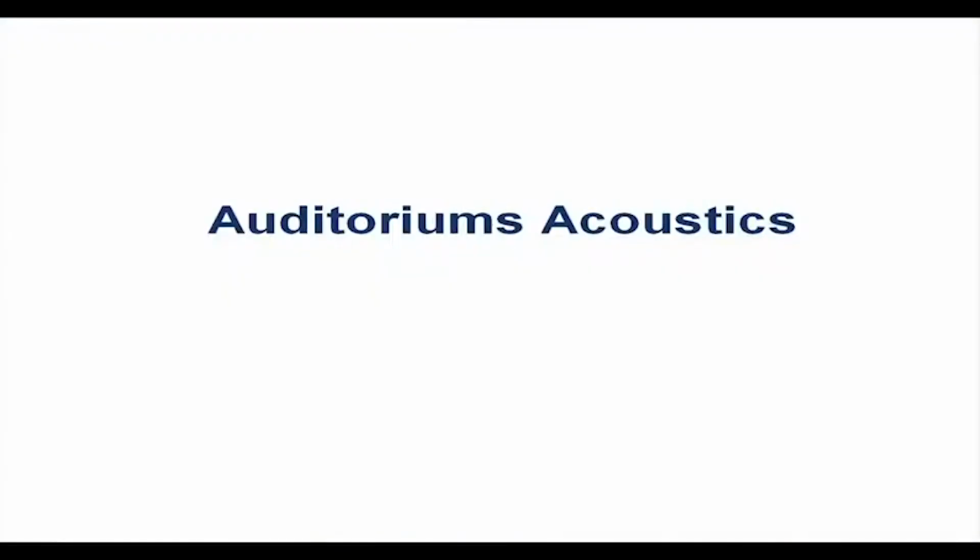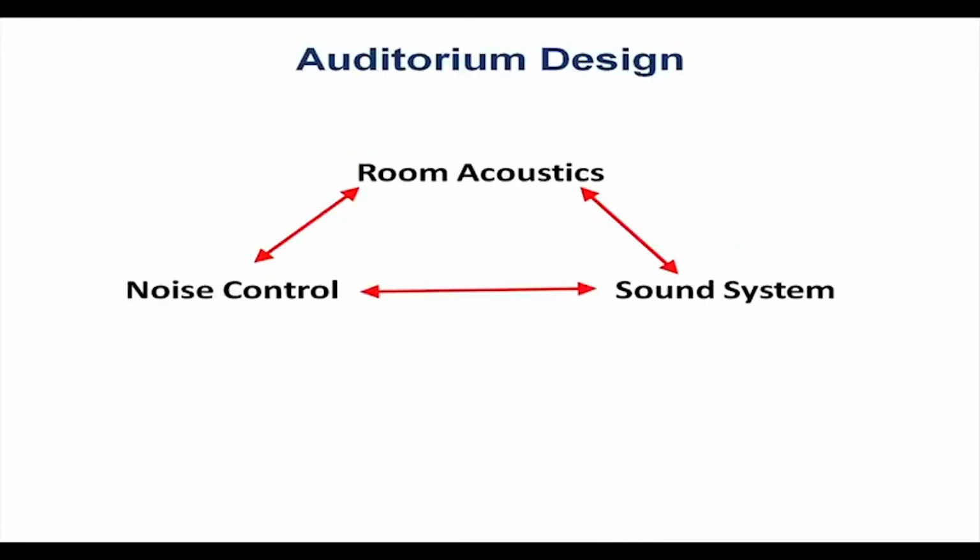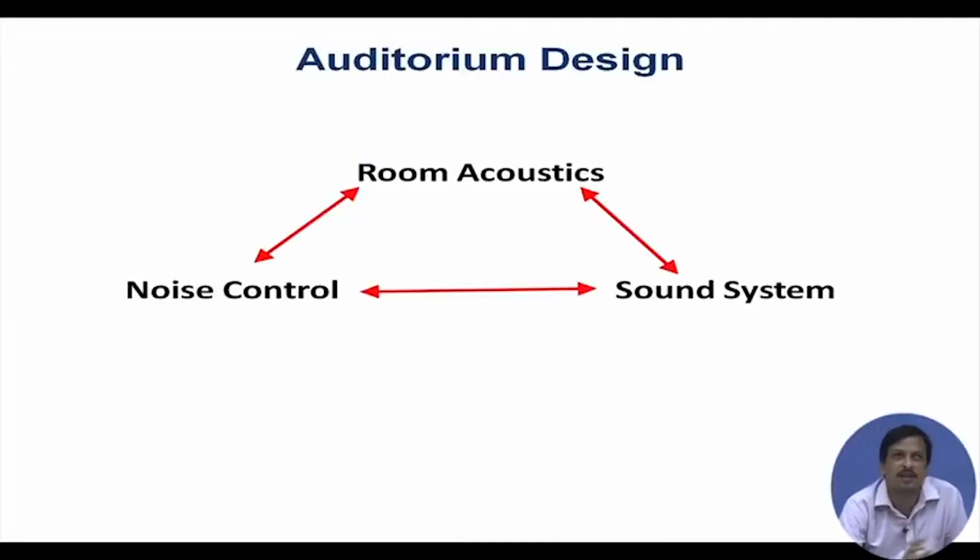Let us take the auditorium; it is called auditorium acoustics. So, auditorium design has three parts. One is the room acoustics: how do you treat the acoustics inside the auditorium. Then the sound system: what kind of sound system I should use in the auditorium so that, ultimately, every seat of that auditorium receives an equal amount of sound. That is my ultimate objective. Okay. So, how to design that, what kind of sound system I should use, how it should be placed, all those things, and then noise control.